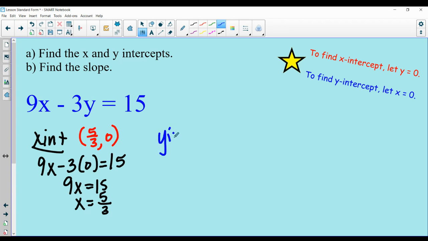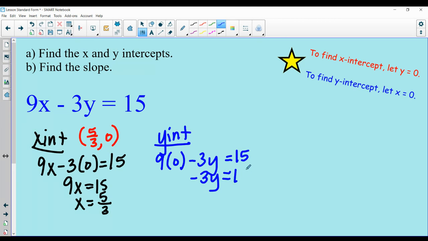For the y-intercept, you're going to let x be 0. So we're going to plug in 0 for x. 9 times 0 is 0. Do not forget to bring down the minus sign. And when you solve that, you're going to get negative 5. So this point is going to become 0, negative 5, because we replaced 0 for x, and the answer was negative 5.